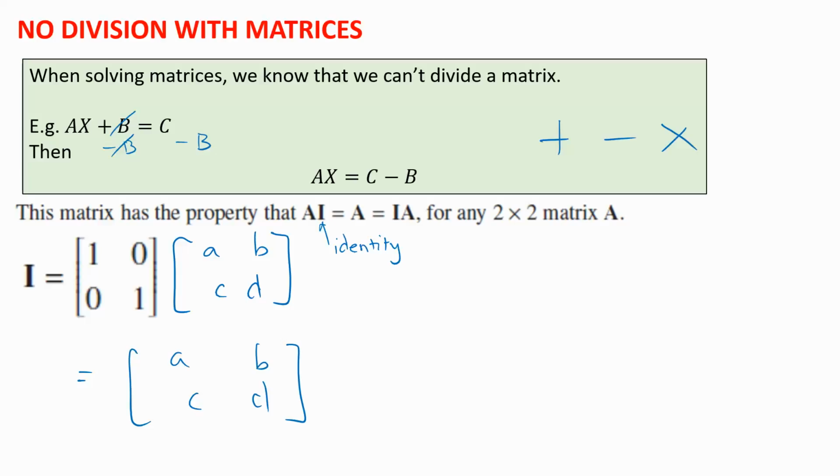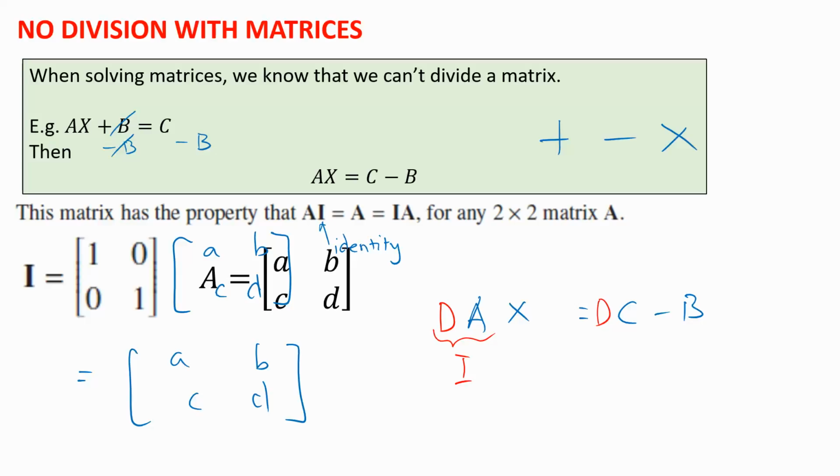The question is, how do you get that? Because that's what I want. What I want is, if I've got AX equals C minus B, I want to multiply it by something, well, I'll call it D. I want to multiply it by something on both sides such that these two will cancel out to be I. That's what you want. And this is the whole process of what inverse operations or the inverse matrix really is doing.